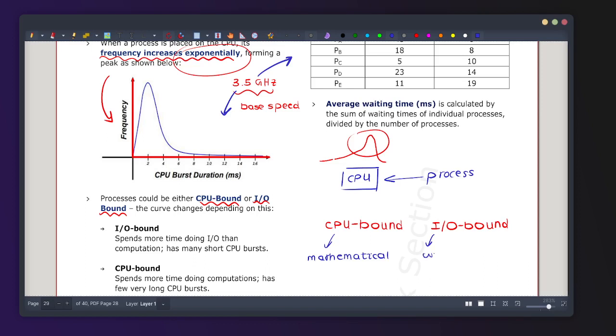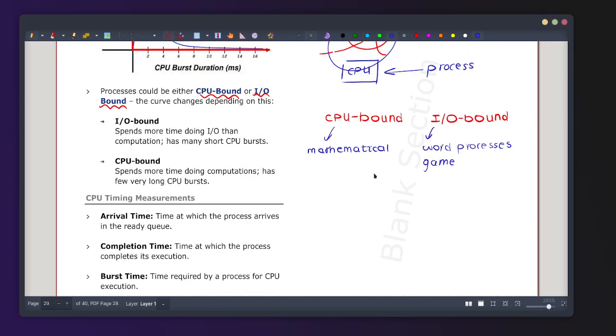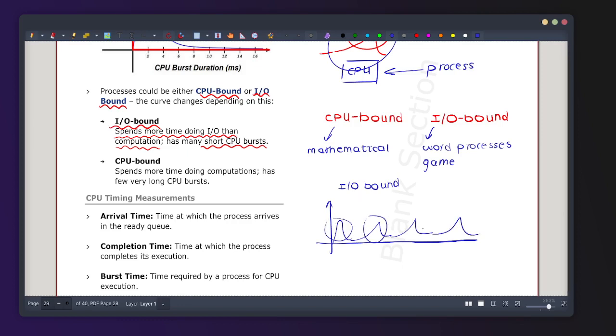So stuff like a word processor. Any process associated with a word processor might constantly wait for the user to type something into the keyboard. A game might be an IO bound process. So depending on which type of process it falls into, this curve shape from this point on might change. Now if it's an IO bound process, what does it mean? It means that this process spends more time doing input output operations than actual computation. So therefore it will have short CPU bursts. If you plot the curve for an IO bound operation, guys, you will see that the CPU will have sudden increases and decreases of CPU frequency. But at no given time would the CPU frequency be high for a long time. It will quickly increase and suddenly drop.